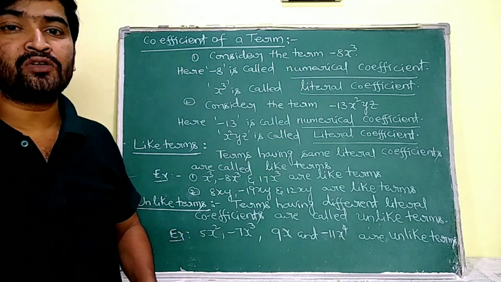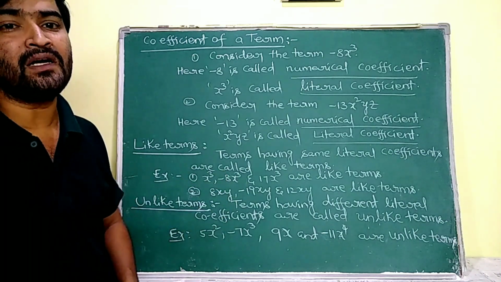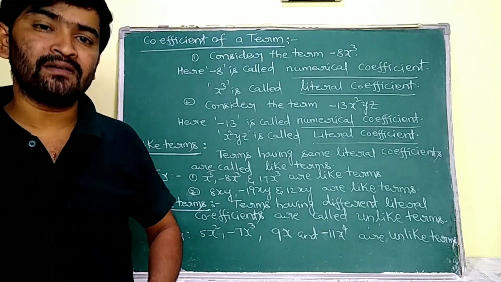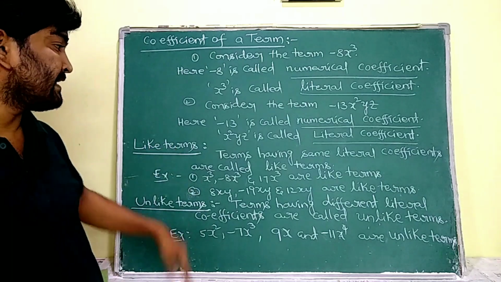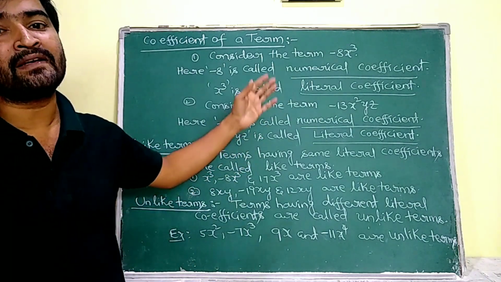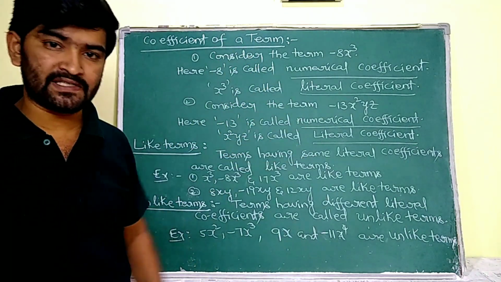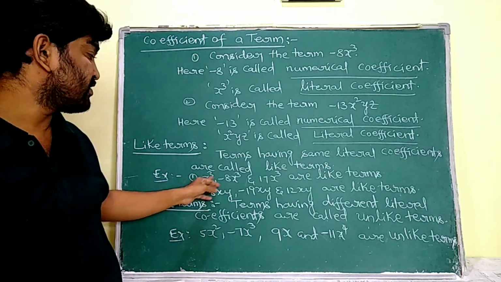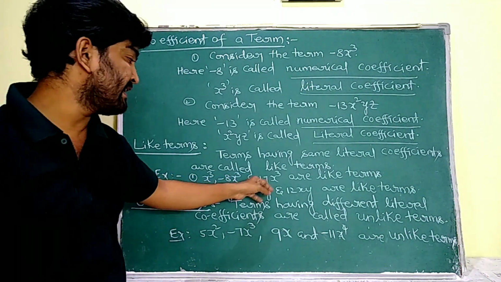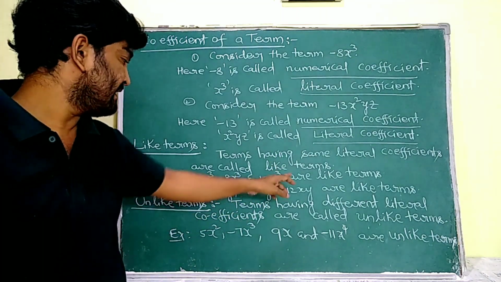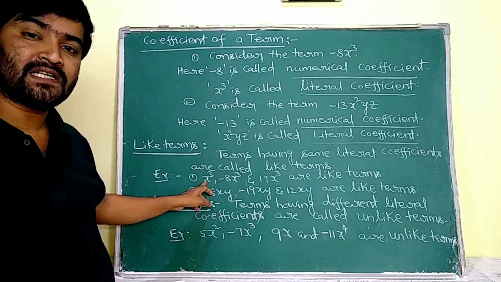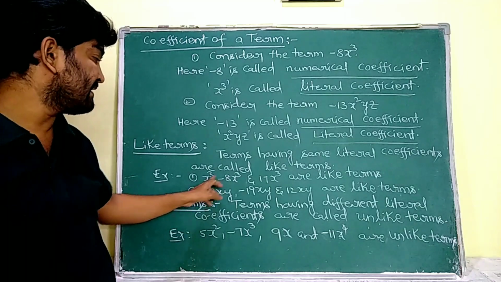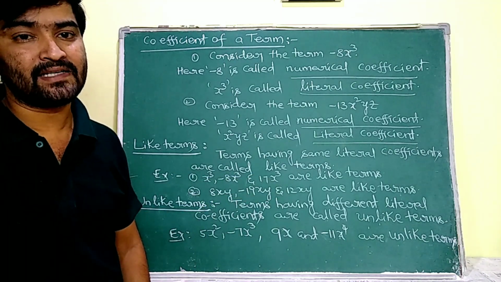Okay, now we are going to discuss like terms and unlike terms. Like terms means the terms which are having the same literal coefficients. Now see here, x cube, minus 8x cube, 17x cube. Here in these three terms the literal coefficient is x cube. So that is why these three terms are called like terms.